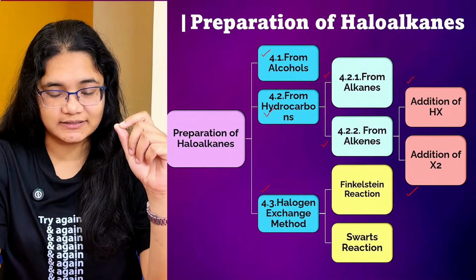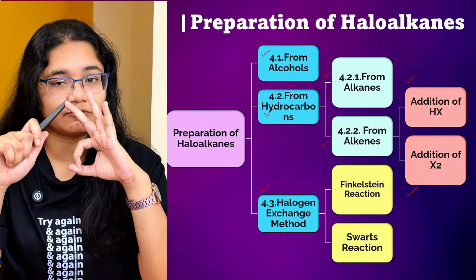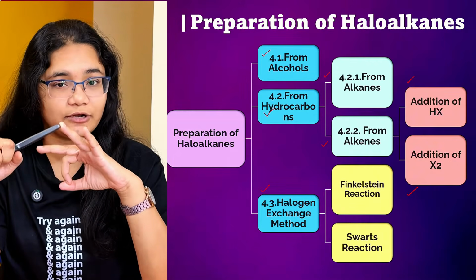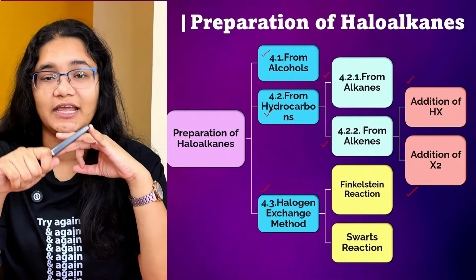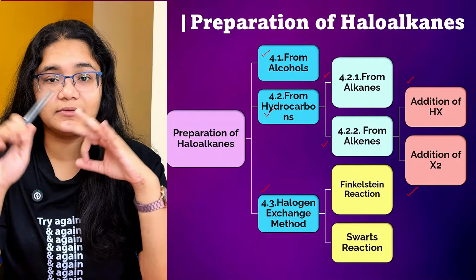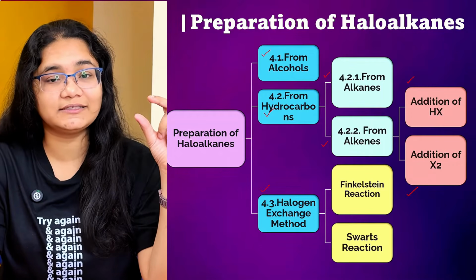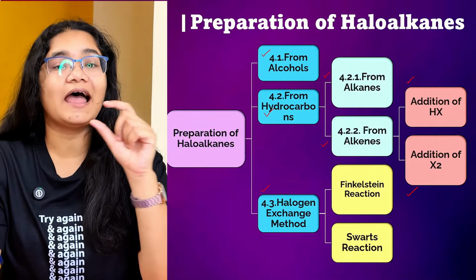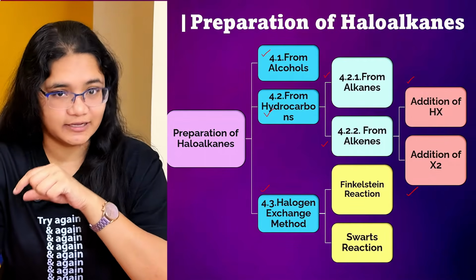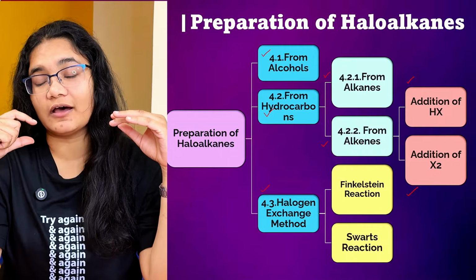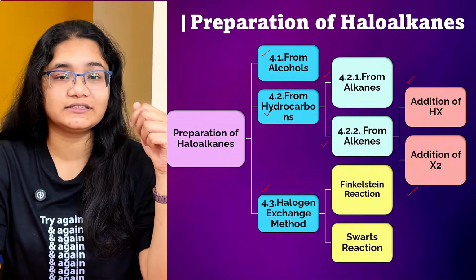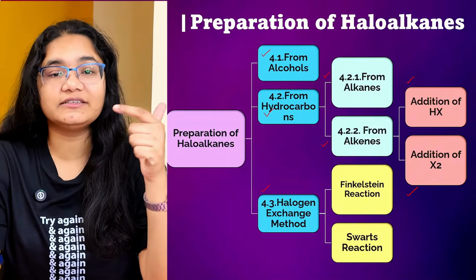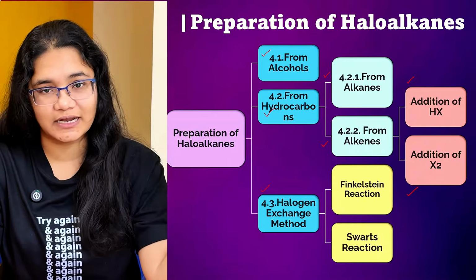Preparation of haloalkanes. We have three methods. The first one is from alcohols. Second one is from hydrocarbons. Third one is the halogen exchange method. Now from hydrocarbons we have two methods: one is from alkanes and the other from alkenes. Now again from alkenes we have two methods, that is addition of HX and addition of X2. And then the halogen exchange method has two methods, that is Swarts reaction and Finkelstein reaction, which we are going to study in detail.